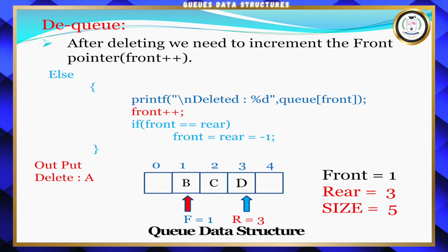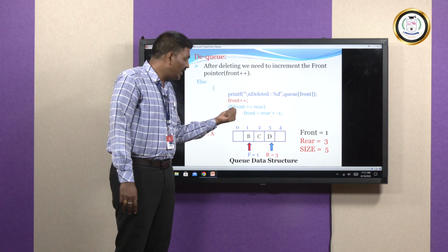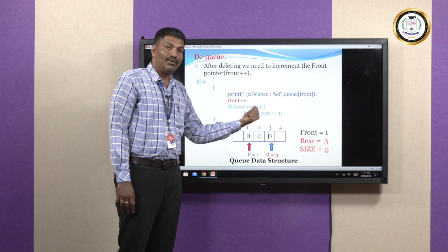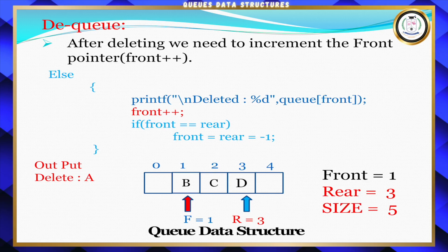Right now front equals 1. Then again after each and every deletion we need to check whether front and rear are both equal or not. If we keep deleting, you can see B is deleted here, and again C is deleted here.